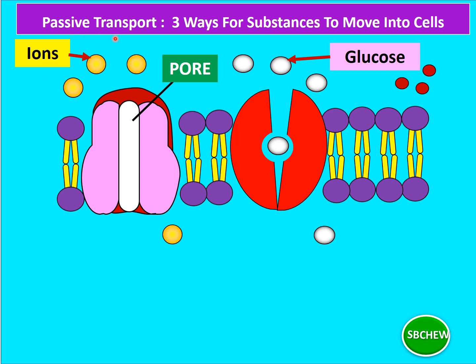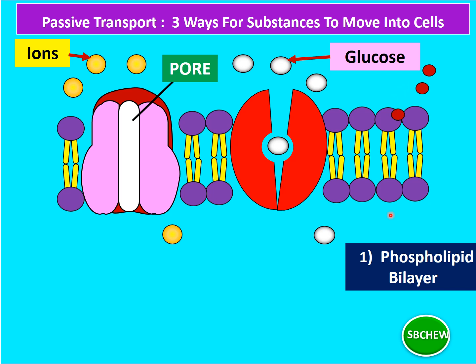So for passive transport, there are three ways for substances to move into the cells without using any energy. First way is through the phospholipid bilayer itself, where the molecule can move through the gaps or the pores in between the phospholipid molecules, like this. So if it uses the first way, passing through the phospholipid bilayer, the type of transport is called simple diffusion.